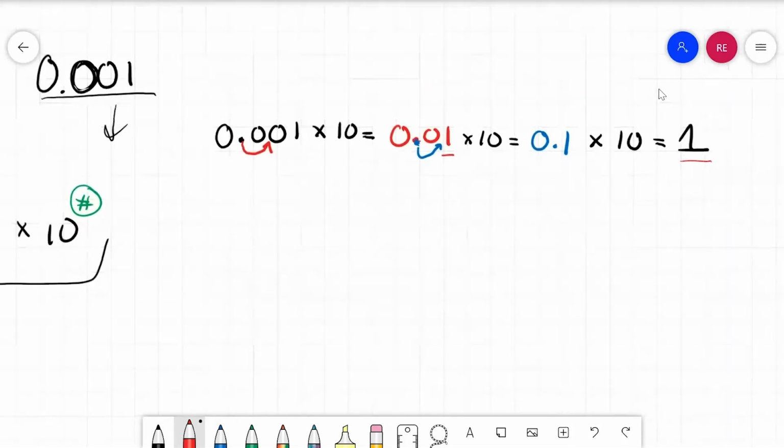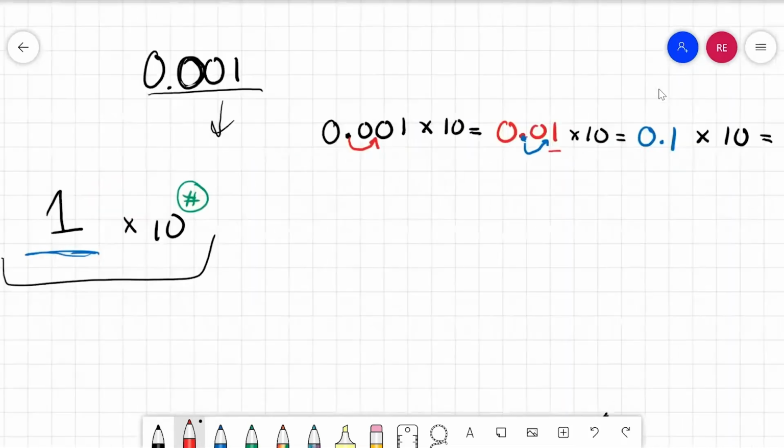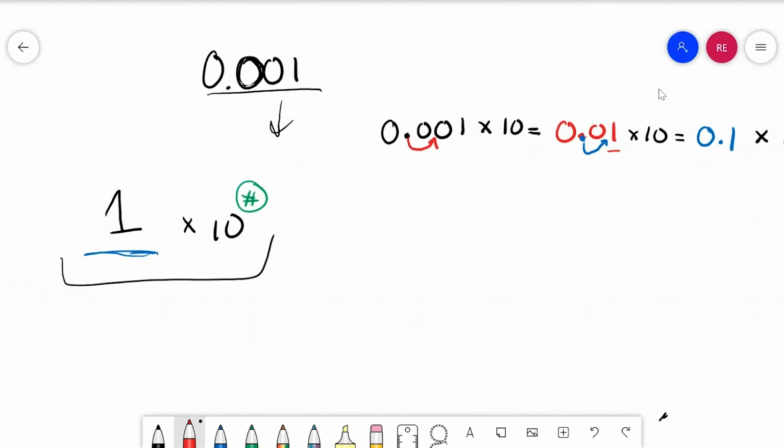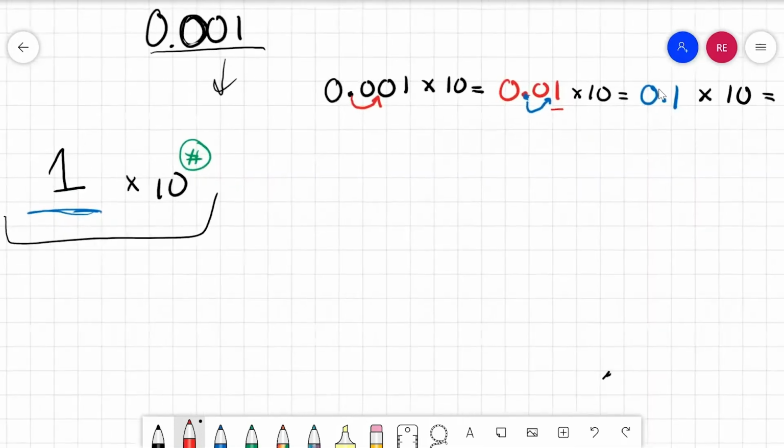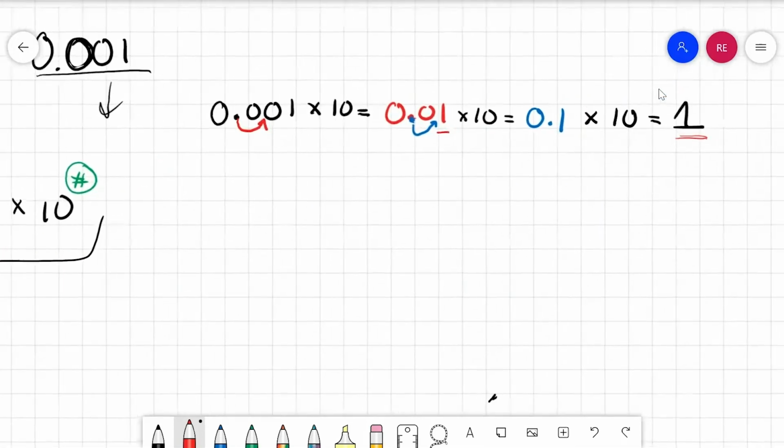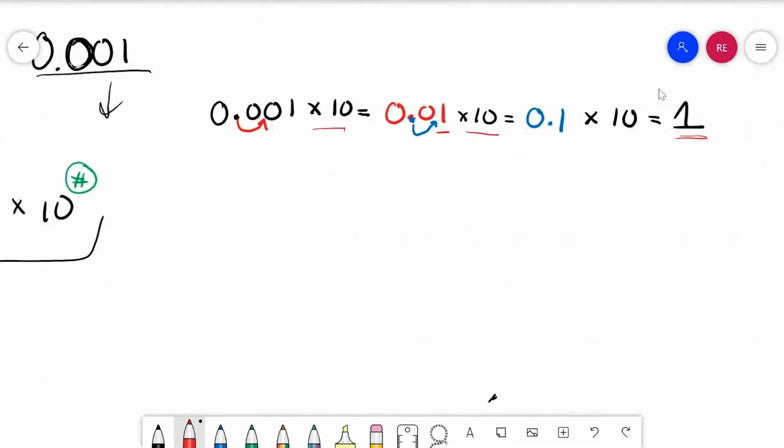So now that we found our ones place, we need to find the exponent of the 10 that we are multiplying 1 by. And so if we look at what we did, we multiplied by 10, we multiplied by 10, and then we multiplied by 10. So we multiplied by 10 3 times. So the opposite of multiplying by 10 3 times would be dividing by 10 3 times.